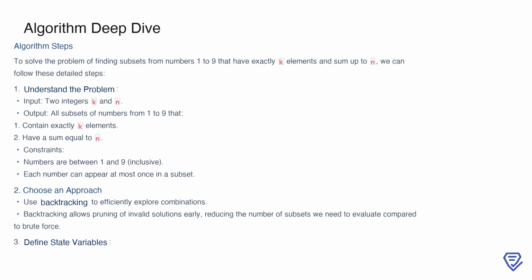exactly k elements and have a sum equal to n, we begin by breaking it down systematically. First, the input consists of two integers, k, which specifies the number of elements in each subset, and n, the target sum we aim to achieve. The output is a list of all subsets that meet these criteria, where each number can appear only once, and the numbers range from 1 to 9.